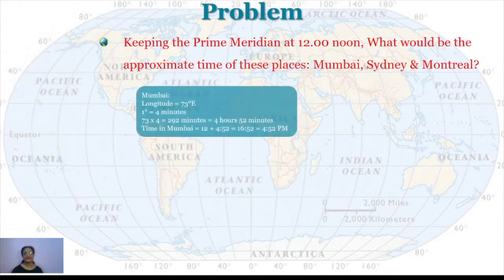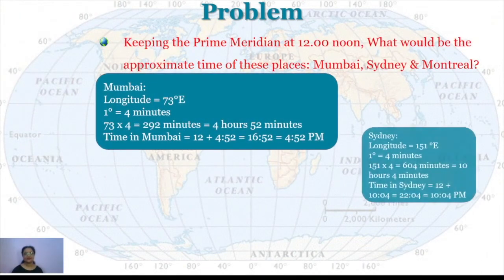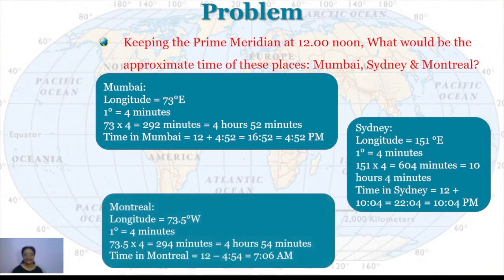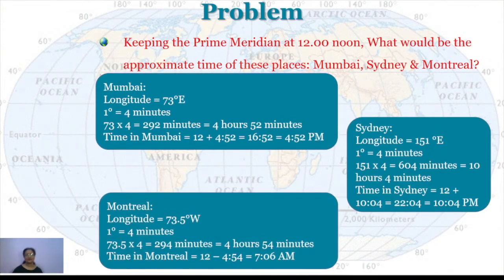Now it's time to discuss a few problems based on time and longitude. Suppose I'm giving you one question, keeping the prime meridian at 12 noon. That means at the prime meridian, or the Greenwich meridian, it's 12 noon. Now, what would be the approximate time of these places? Number one is Mumbai, number two is Sydney, number three is Montreal. Places have been given to you, and whenever you get the question, the longitudes will be mentioned also.